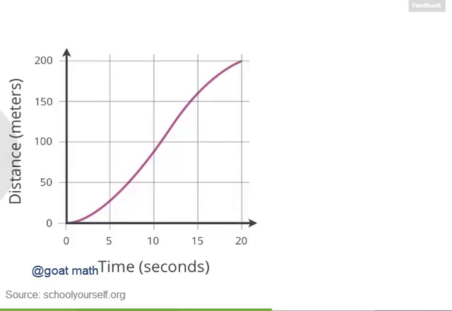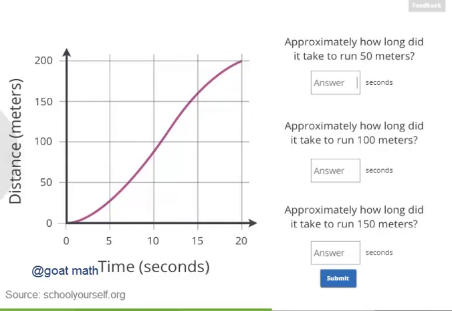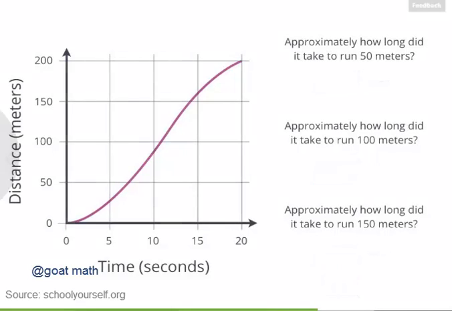So according to this graph, how long did it take the runner to run the first 50 meters? What about the first 100 meters? And what about the first 150 meters? You can give all your answers to the nearest second. Great! So the runner completed the first 50 meters in about 7 seconds, the first 100 meters in about 11 seconds, and the first 150 meters in about 14 seconds.